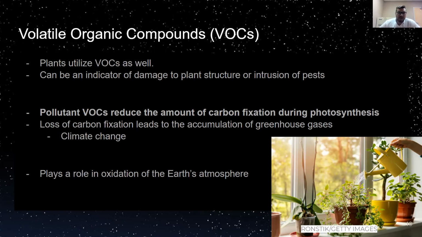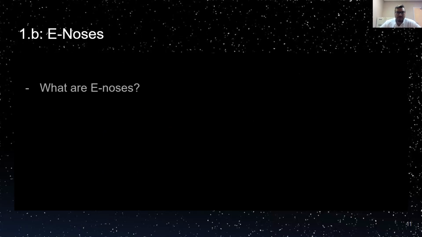If I'm not mistaken, the mechanism isn't completely known, but it actually reduces the amount of carbon that plants, again, will fixate during the photosynthesis process, and also plays a role in oxidation of our Earth's atmosphere, exacerbating the climate change. So going further into E-noses and why an E-nose system was selected here.